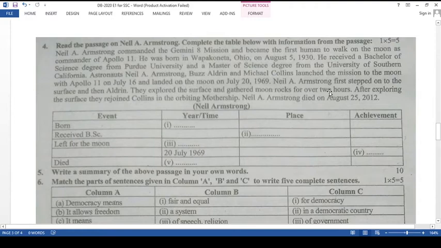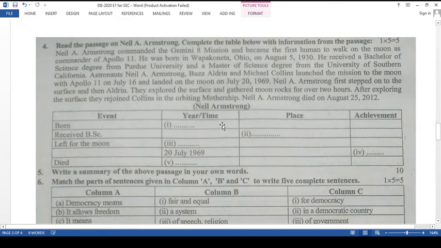Neil Alden Armstrong first stepped on to the surface and then Aldrin. They explored the surface and gathered moon rocks for over 2 hours. After exploring the surface, they rejoined Collins in the orbiting mothership. Neil Alden Armstrong died on August 25, 2012.